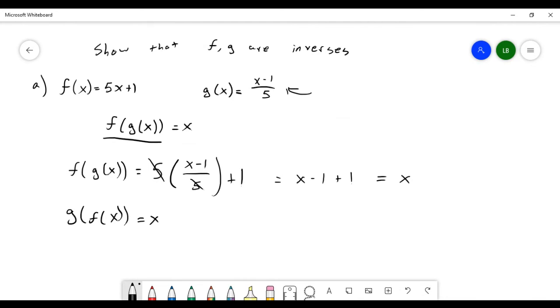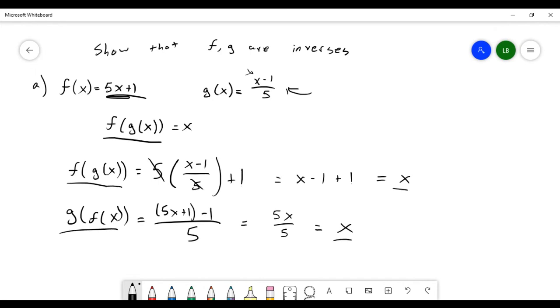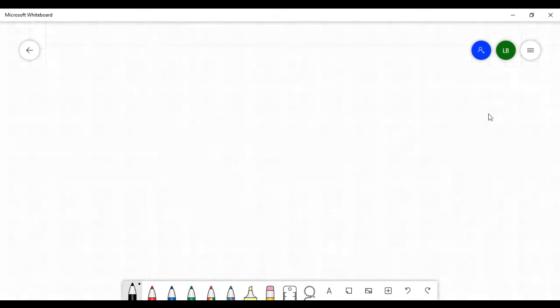But then g of f of x is 5x plus 1 minus 1 over 5. Remember, we just plug in all this wherever we see an x. And negative 1 and positive 1 cancel. We get 5x over 5. Our 5's cancel, and we're left with just x. Since these are both equal to x, f and g are inverses. Make sense?